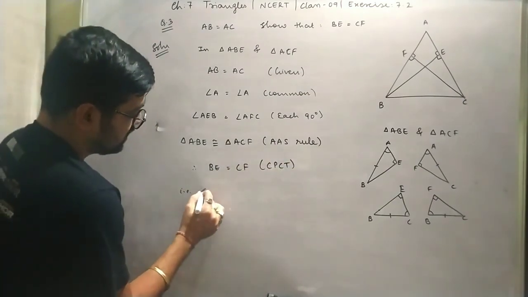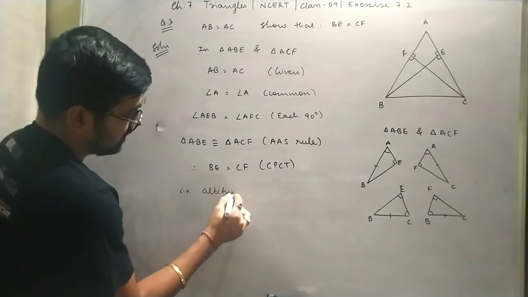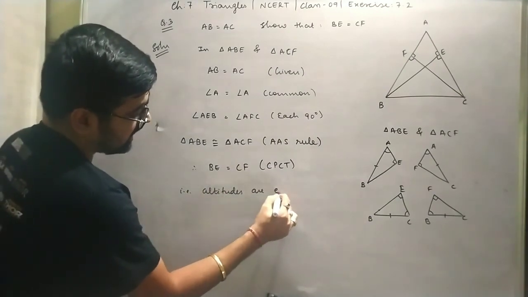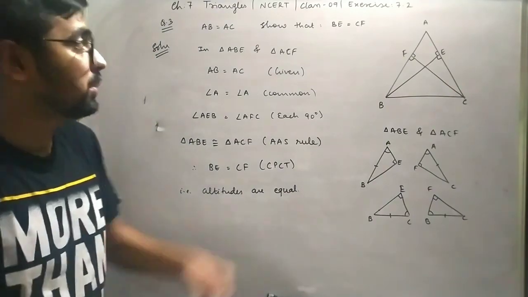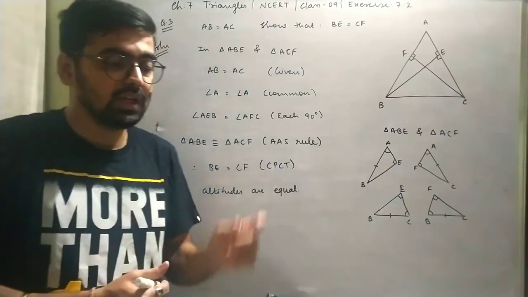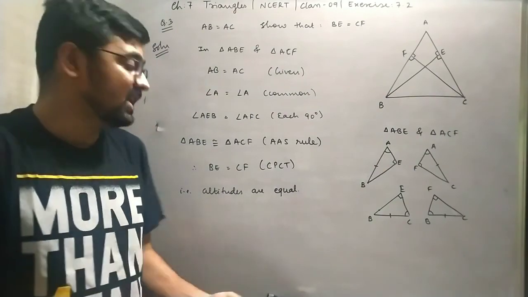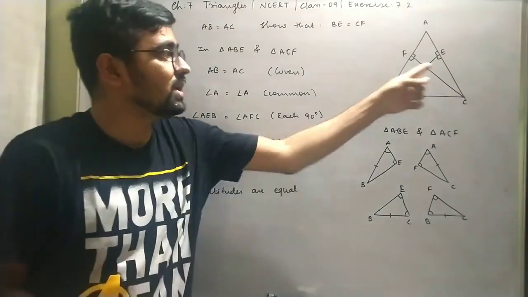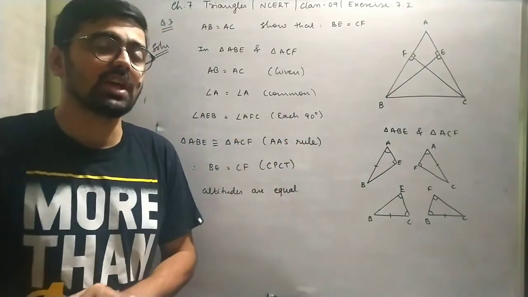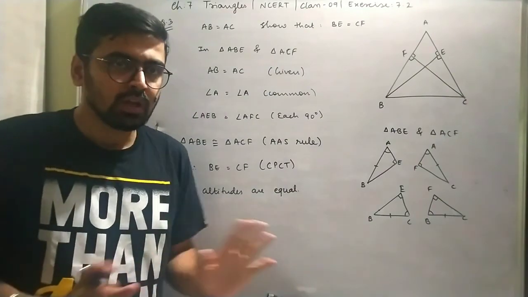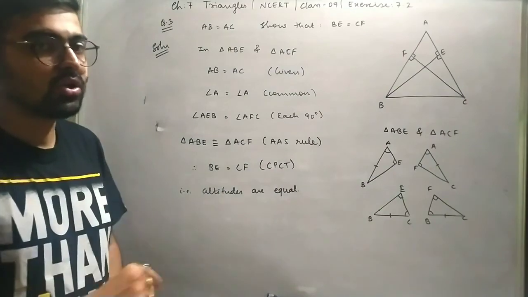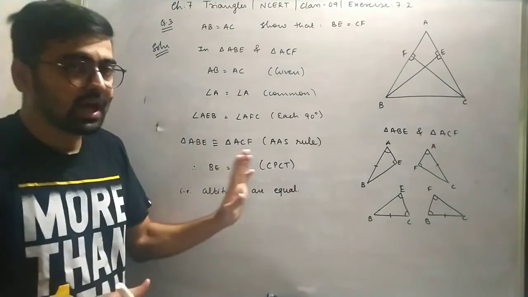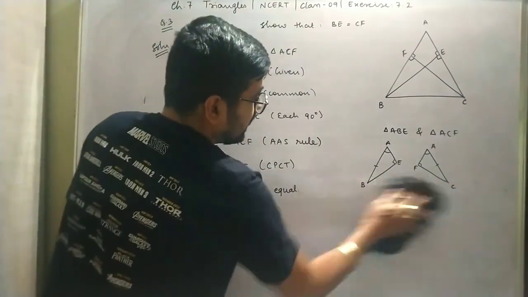That is, altitudes are equal. That's what the question says, right? We had to show BE equals CF, that is, that these altitudes are equal, and that's what we got. BE and CF are the altitudes which I got equal. Am I clear? So this is how we are supposed to solve this kind of question. Correct. I hope you are getting me how we are doing it, right?